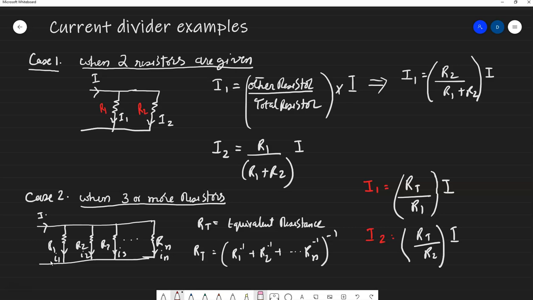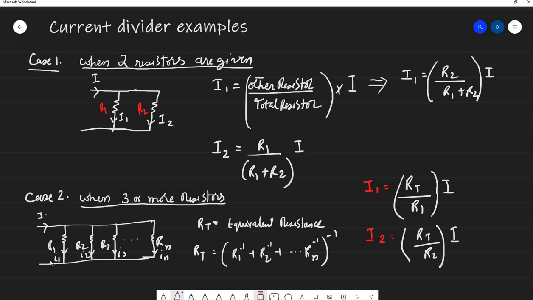So the current I1, that's the current in the resistor R1, is the other resistor, that is the resistor R2, divided by the total resistor R1 plus R2, times I. Similarly, the current I2 will be other resistor divided by total resistor times I. So that will be R1, the other resistor, divided by R1 plus R2. Now you can memorize this. If you come across a problem that has only two resistors, you can just directly fit in this formula: other resistor divided by total resistor times the current.